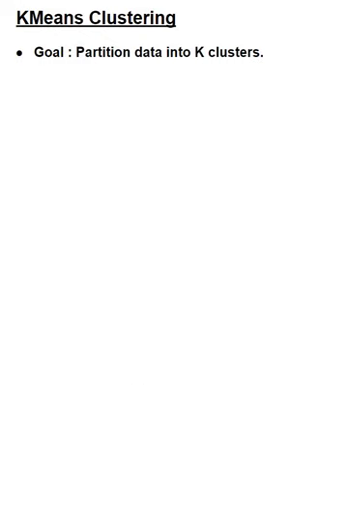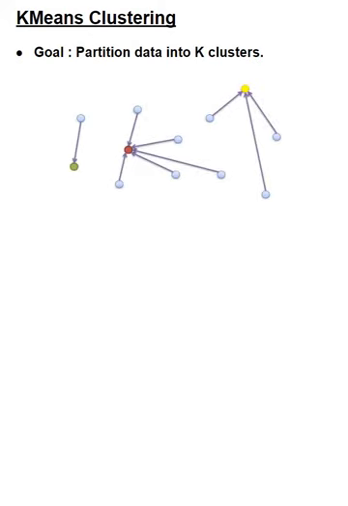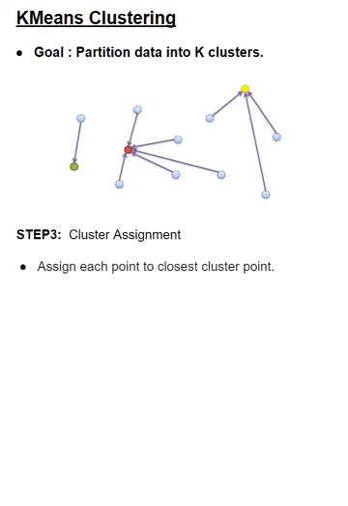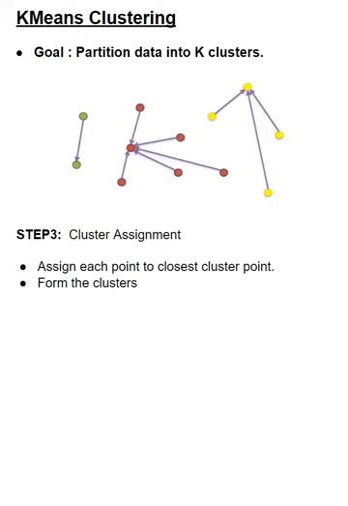The third step is to assign the data values to the centroids and thus form clusters. So each point is assigned to its closest center point, or the centroid. In our particular case, the clusters are shown in green, red, and yellow.